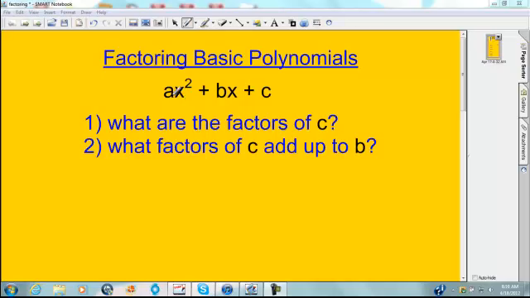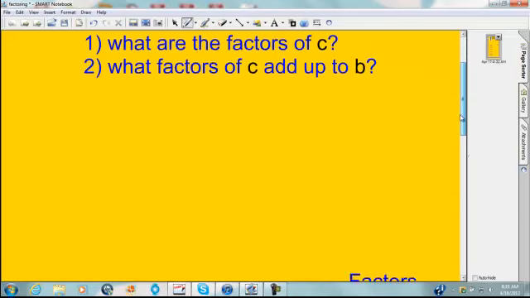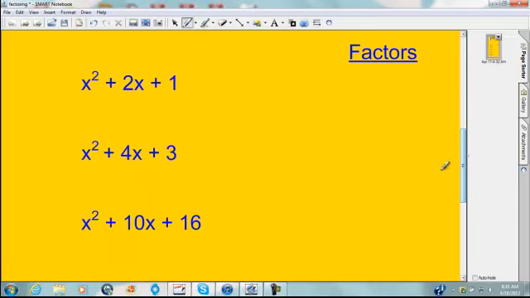We're going to use polynomials in the form of ax to the second power plus bx plus c. Two important questions that you need to ask yourself when you're factoring basic polynomials are: what are the factors of c, and what factors of c add up to b? We're going to do several examples.